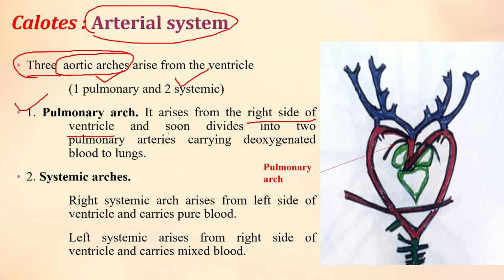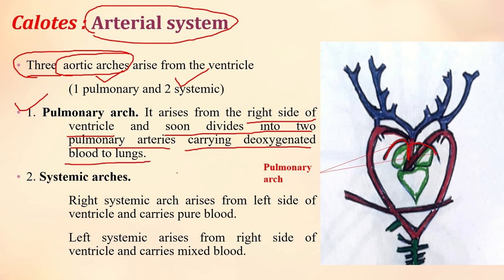After its emergence, this pulmonary arch soon divides into two pulmonary arteries. That is, this pulmonary arch bifurcates into two branches. One goes towards the right side, another goes towards the left side, forming the right and left pulmonary arches, and they carry deoxygenated blood towards the lungs.